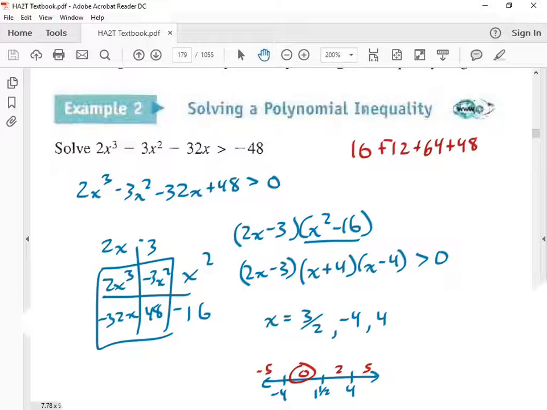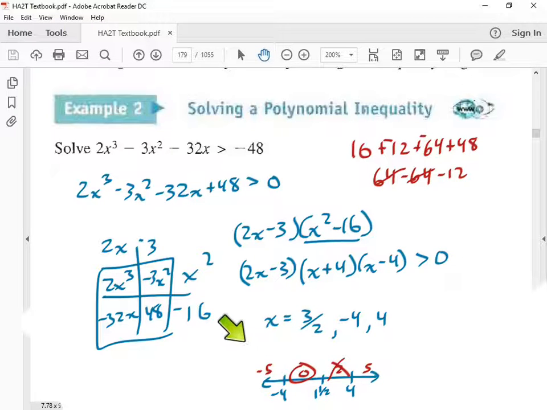So add the 16 and the 48. That's going to be 64. Let's just subtract 64 and then subtract 12. These are gone, and then I get negative 12. Is negative 12 greater than 0? No, it doesn't work. So we cross that out. All right, let's try negative 5.